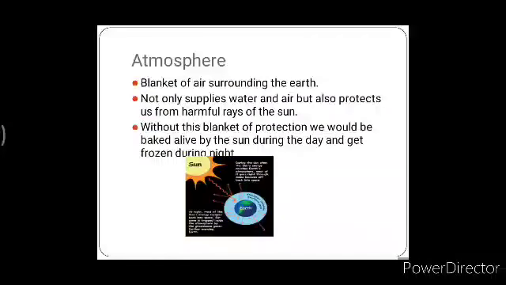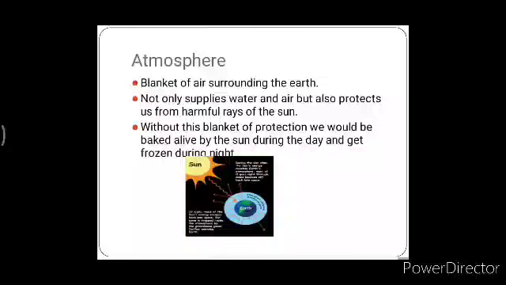Now, what is atmosphere? What do we understand by atmosphere? We all know the envelope of air which surrounds the earth is called an atmosphere. So the blanket of air surrounding the earth is known as atmosphere. Without air, earth would have been a lifeless planet. Why? Because it not only supplies water and air to us, but also protects us from the harmful rays of the sun.